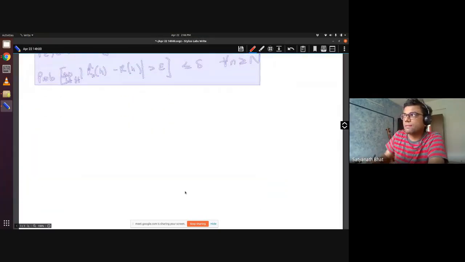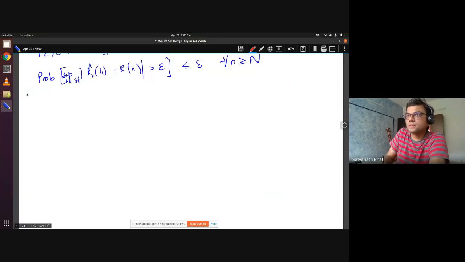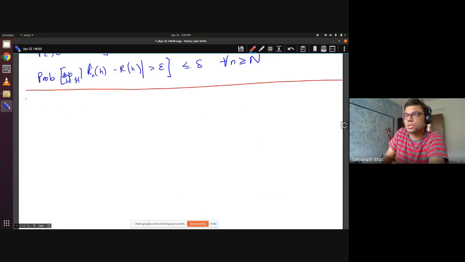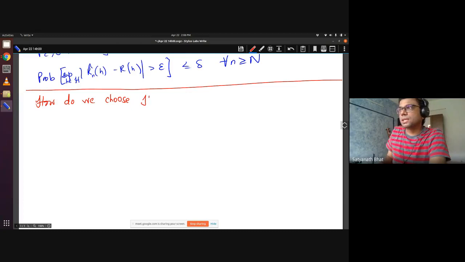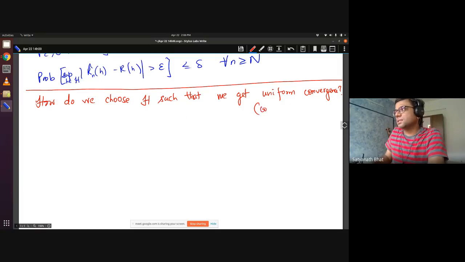So the question that now remains, the central underlying question in statistical learning theory, is how do we choose a hypothesis class H such that we get uniform convergence? This is the central question, because when you get uniform convergence, you also have consistency of empirical risk minimization. So you get that once you have uniform convergence.